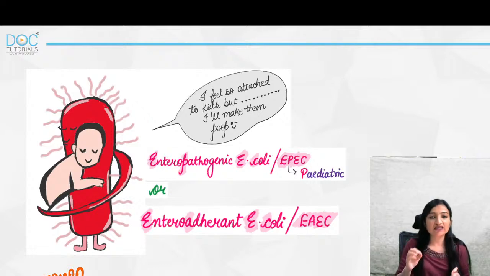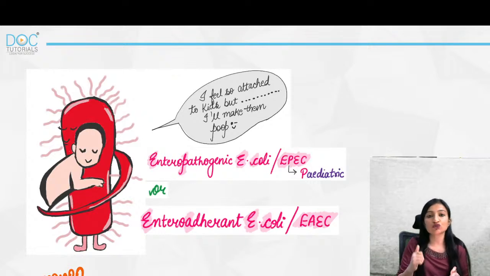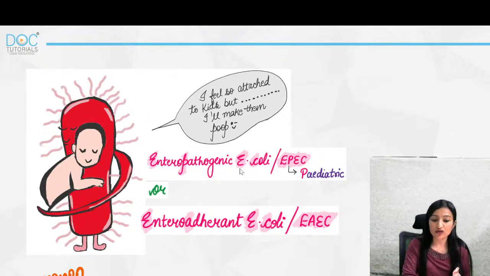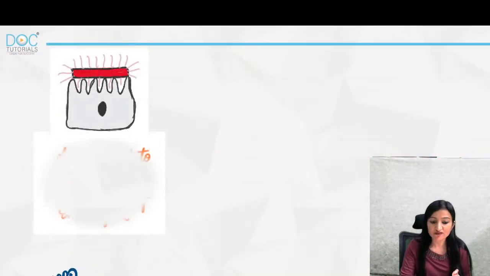Now guys, in infants and kids up to 2 to 3 years of age, the most common cause of diarrhea is rotavirus actually. Remember, बच्चे रोते रहते हैं, so rotavirus is the most common cause. But if we talk about the bacterial etiology in this age group, this bacterium is the most common cause actually, EPEC. So enteropathogenic E. coli is also known as enteroadherent E. coli. Why it is called enteroadherent E. coli is because of this reason.